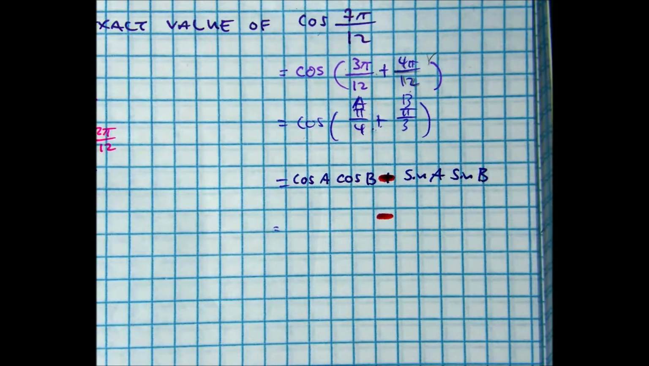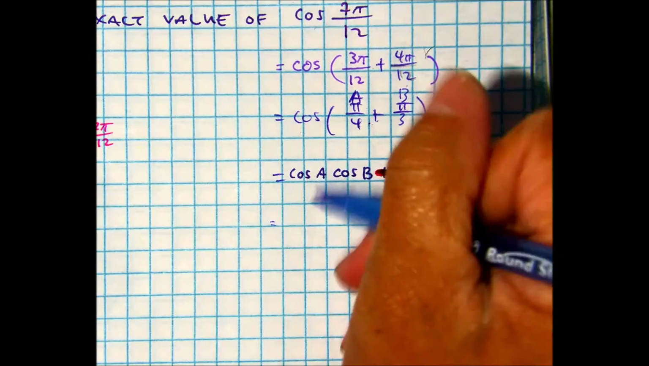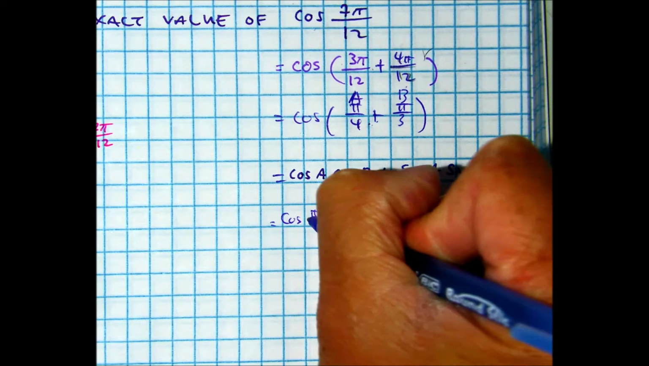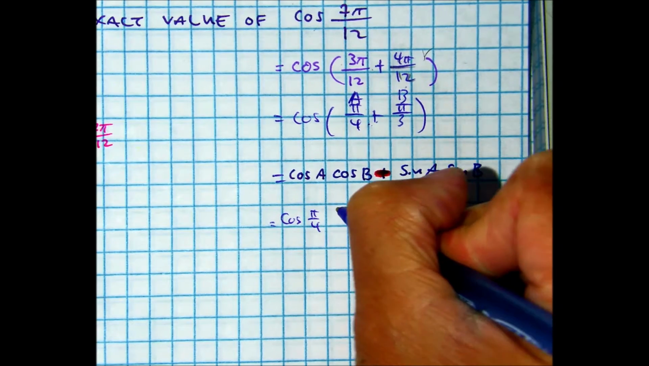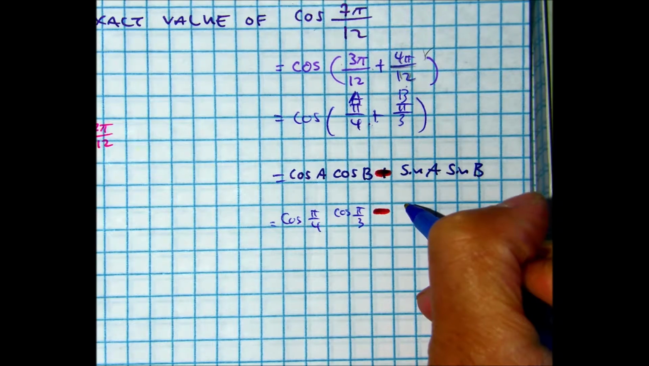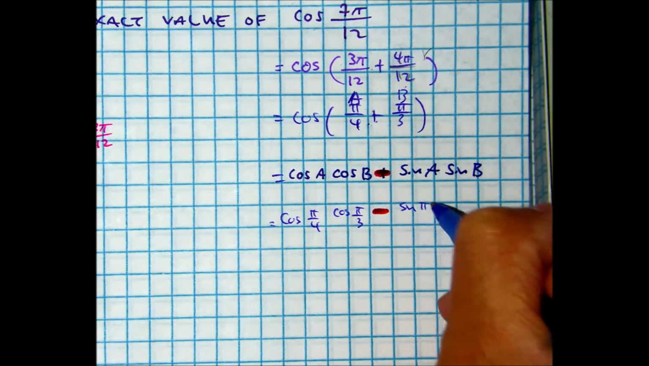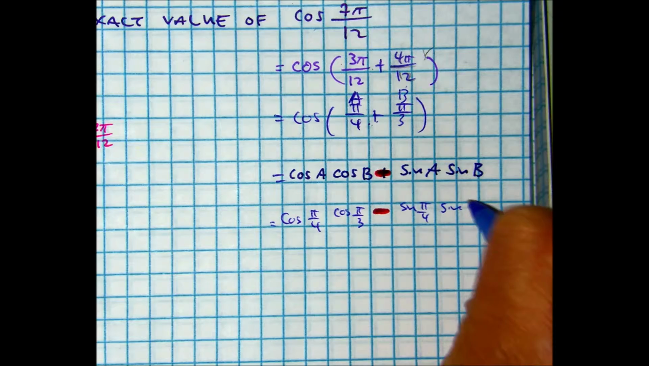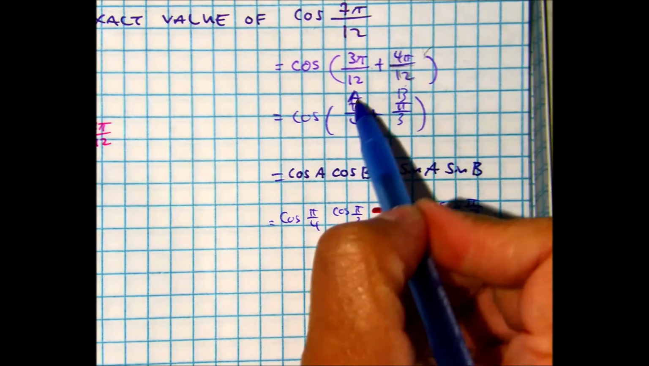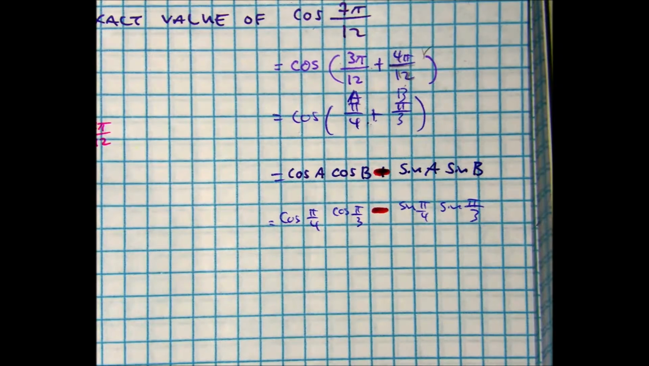Marianne, tell us what to write. Cosine of pi over 4. Cosine of pi over 3. Sine of pi over 4. And sine of pi over 3. Raise your hand if you got that so far. So we have our A, we have our B, we put them in. Good.